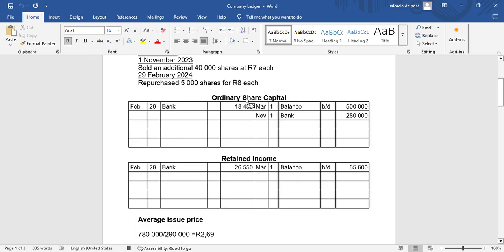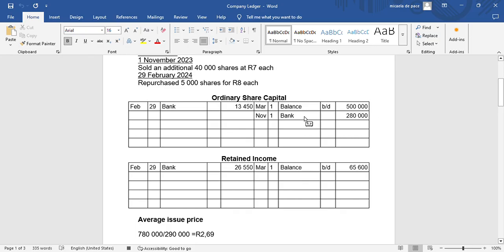Everything in this share capital account, when you buy back shares, must be at average issue price. If you don't do that, it will look like you've bought back more shares than you actually have. Because if you took 5,000 times 8, you'd put 40,000 here, which is not actually the value of those shares according to what you had here.